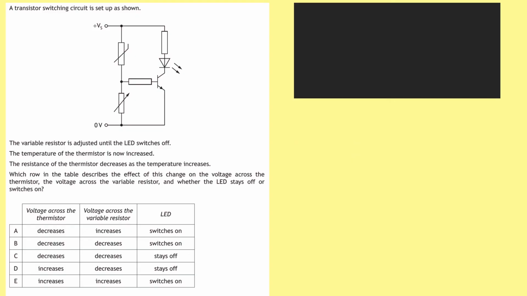So here is a circuit diagram showing some of the input devices that we've discussed. We're asked what happens when something changes, and that's typical of this type of question. Normally we have some kind of environmental factor that's changing, and we need to state what's going to change because of that. So let's identify some of the components. At the very top here, we have our thermistor. Here we have our variable resistor.